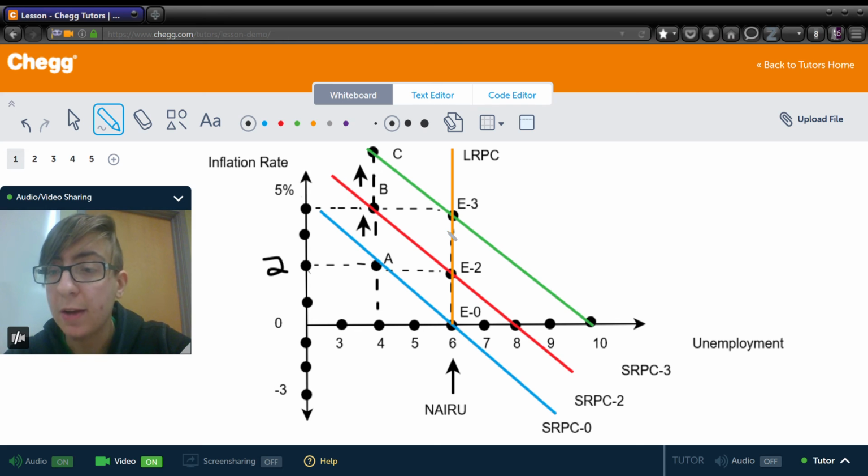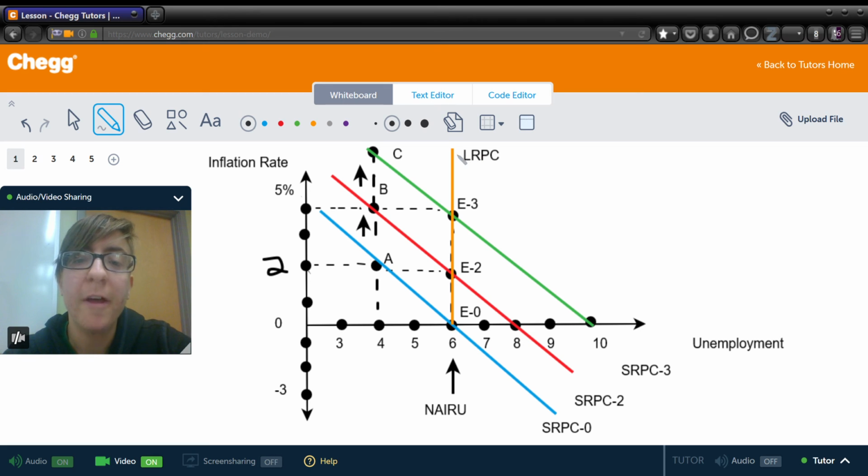So this goes back to that relationship we spoke of before. If you want a lower unemployment rate, you're going to have to face a higher inflation rate. So 4% unemployment for SRPC 0, you're going to have to face 2% inflation. For 6% unemployment, you're going to face 0% inflation for SRPC 0. And then the same idea applies to SRPC 2 and SRPC 3.